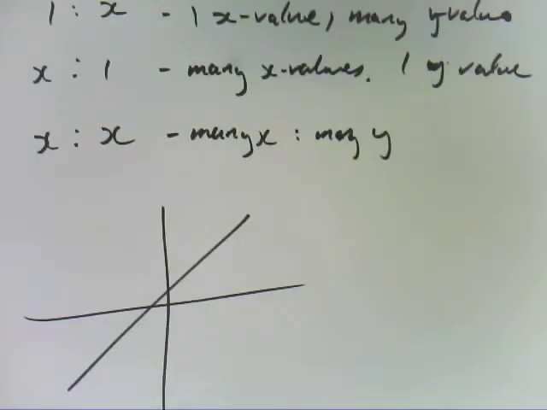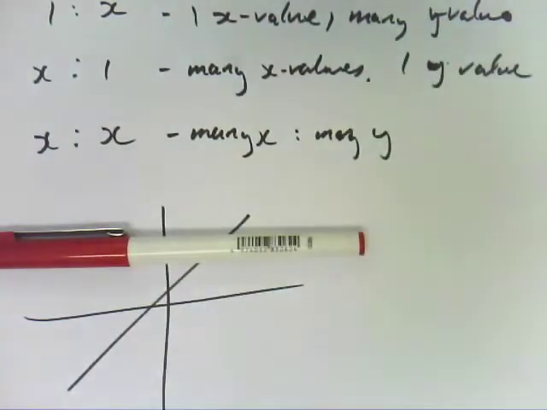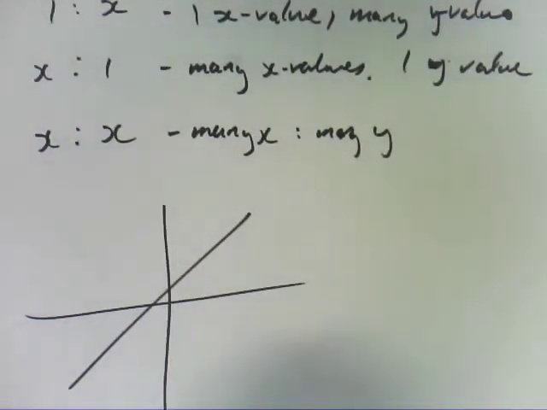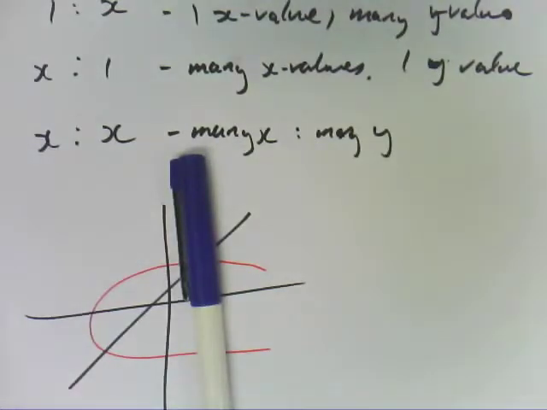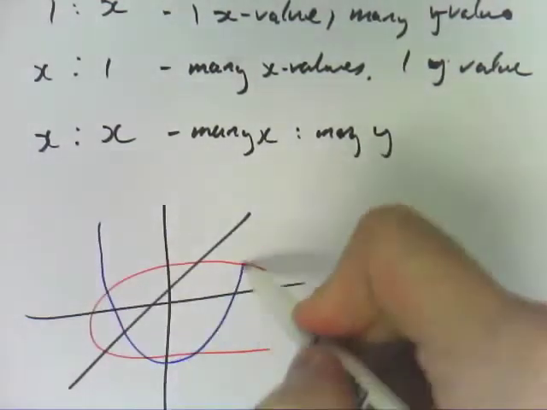Okay, so if we had a graph that looked like this, if I draw a vertical line, how many times do I cross? 1. If I draw a horizontal line, how many times do I cross? 1. So that's a one-to-one. Okay, if I had a graph like this, I draw a vertical line, how many times do I cross? So I have 2 y values for one x value. So what am I? Always start with x, okay? So one x value, many y values. So one-to-many.